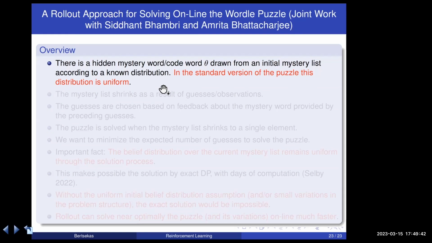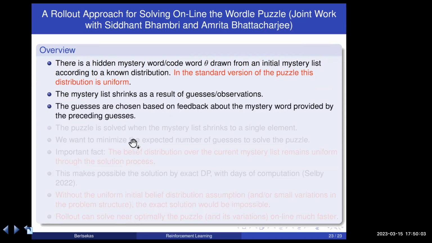And the object of the game is to find that mystery word by making guesses. Now, as you make more and more guesses of words from another list, the guess list, the mystery list shrinks, okay? Because we use this information, the number of candidates for the mystery word diminishes. And eventually, when the mystery word list shrinks down to a single element, you have solved the puzzle. You have guessed the mystery word. And of course, the guesses are chosen based on feedback about the mystery word provided by the preceding guesses. There's a coloring scheme which Siddhant and Amrita are going to talk about.